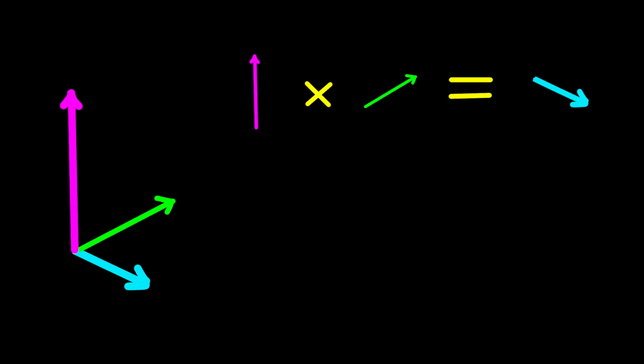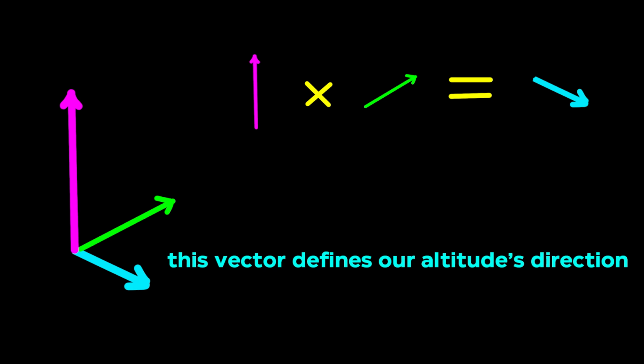Now, in one operation we can get the direction of the altitude we search for. We do it by taking the vector cross product of the two vectors that describe our lines, and we do it because the vector cross product operation always returns a vector perpendicular to both operands.